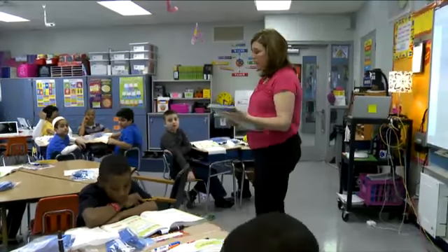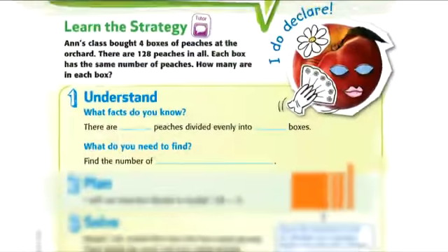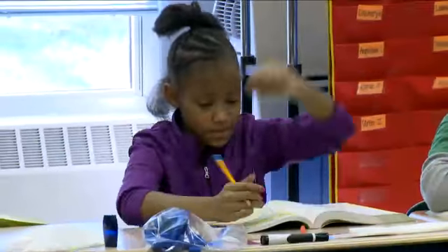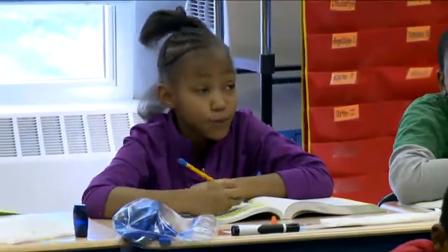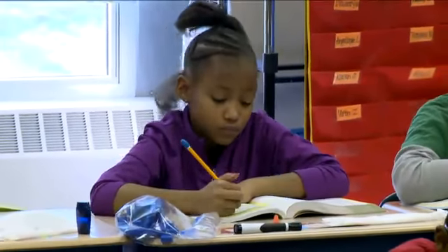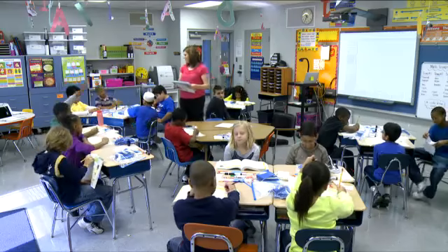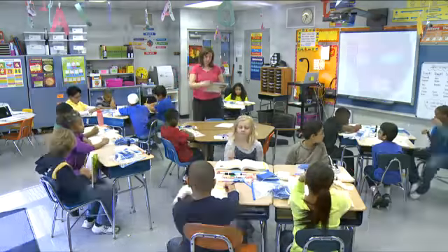Okay, so now we can actually go to problem number 1 in our book where it says understand. What facts do you know? There are blank peaches divided evenly into blank boxes. Krista? There are 120 peaches divided evenly into 4 boxes. Excellent. So there are 128 peaches divided evenly into 4 boxes. So make sure you have 128 and 4 on those lines.